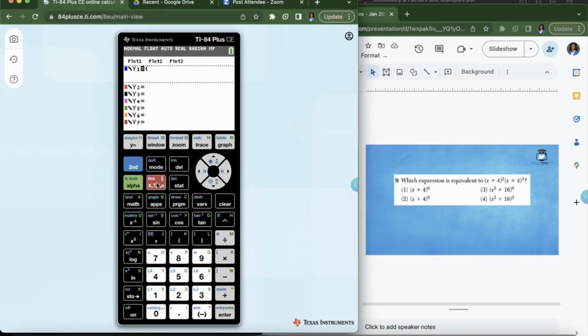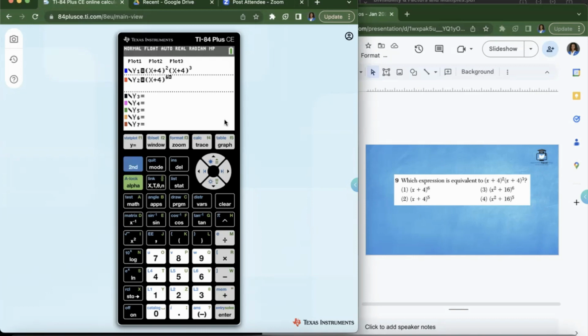So we have open parentheses, x plus 4, close parentheses. We're going to square that. Now we have another open parentheses, x plus 4, close parentheses, and we're going to raise that to the third power. This is our given expression, and we want to see which answer choice is equivalent. So I'll start by putting answer choice 1 into y2 equals, right? So we have open parentheses, x plus 4, close parentheses. We're going to raise that to the 6th power.